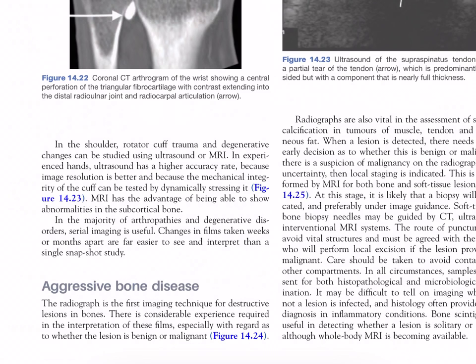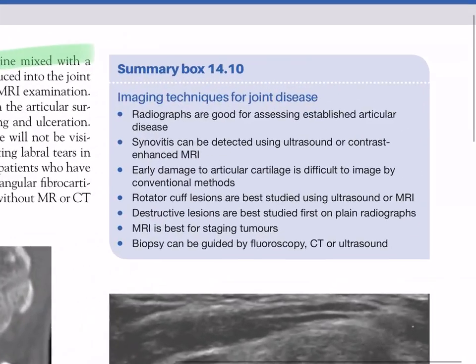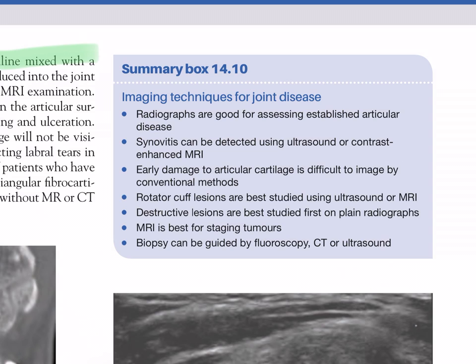MRI has the advantage of being able to show abnormalities in the subcortical bone. In the majority of arthropathies and degenerative disorders, serial imaging is useful. Changes in films taken weeks or months apart are far easier to see and interpret than a single snapshot study. Aggressive bone disease. The radiograph is the first imaging technique for destructive lesions in bones. Considerable experience is required in the interpretation of these films, especially with regard to whether the lesion is benign or malignant.